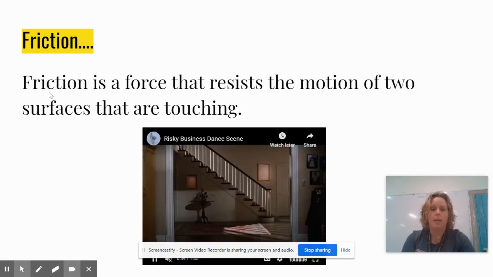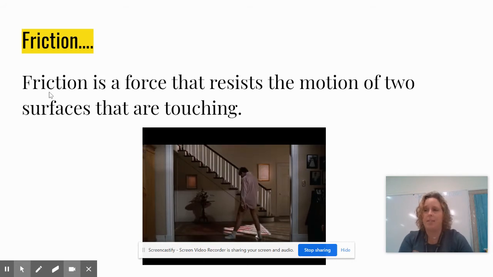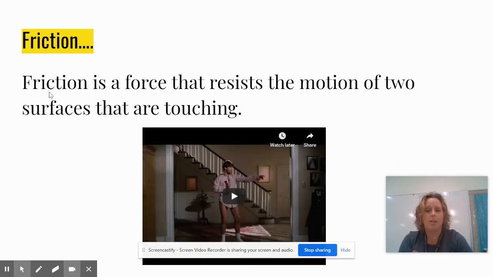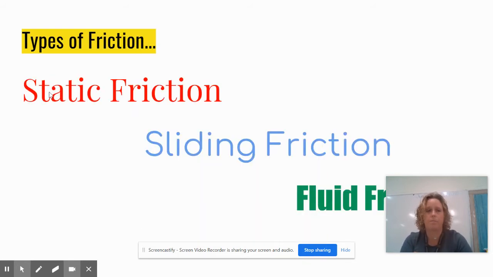Friction. We've all seen this image. Some of us have actually done this, sliding across a slick floor in your socks. Friction is a force that resists the motion of two surfaces that are touching. Okay, so if you were to try to do that with no socks, probably wouldn't work very well. Even on carpet, probably wouldn't work very well either.